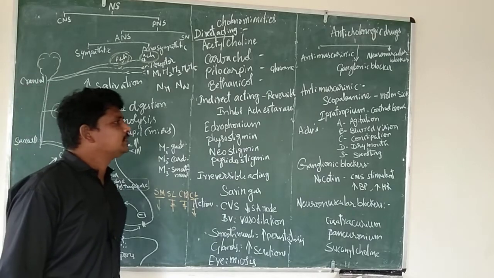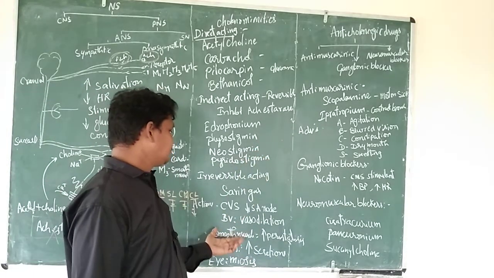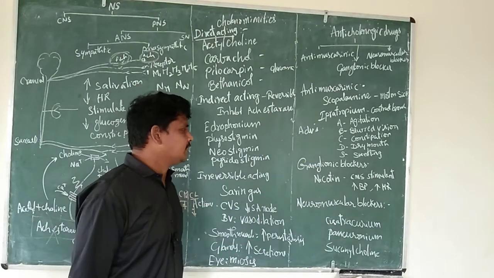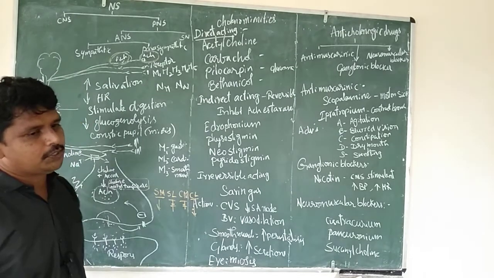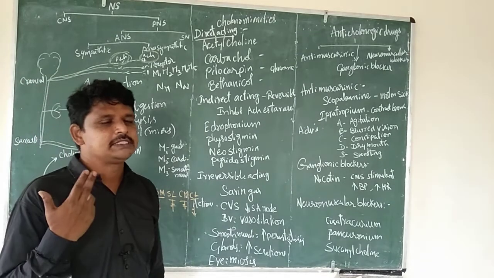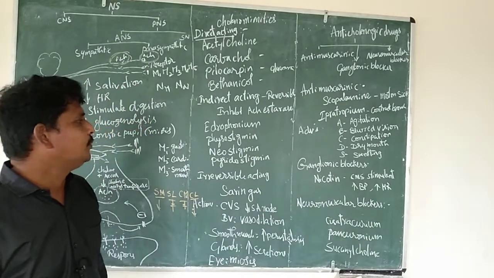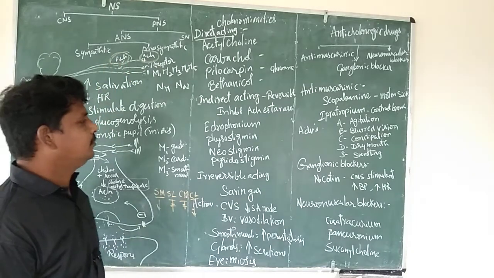Adverse effects coming to this: agitation, blurred vision, constipation, dry mouth, sweating. So what are the properties here? Entirely the reverse activities can be seen here as adverse reactions. Next, ganglionic blockers, nicotine. If you smoke, it is normally going to stimulate your CNS and increase the blood pressure and the heart rate, because of binding at this particular region, the ganglionic region.